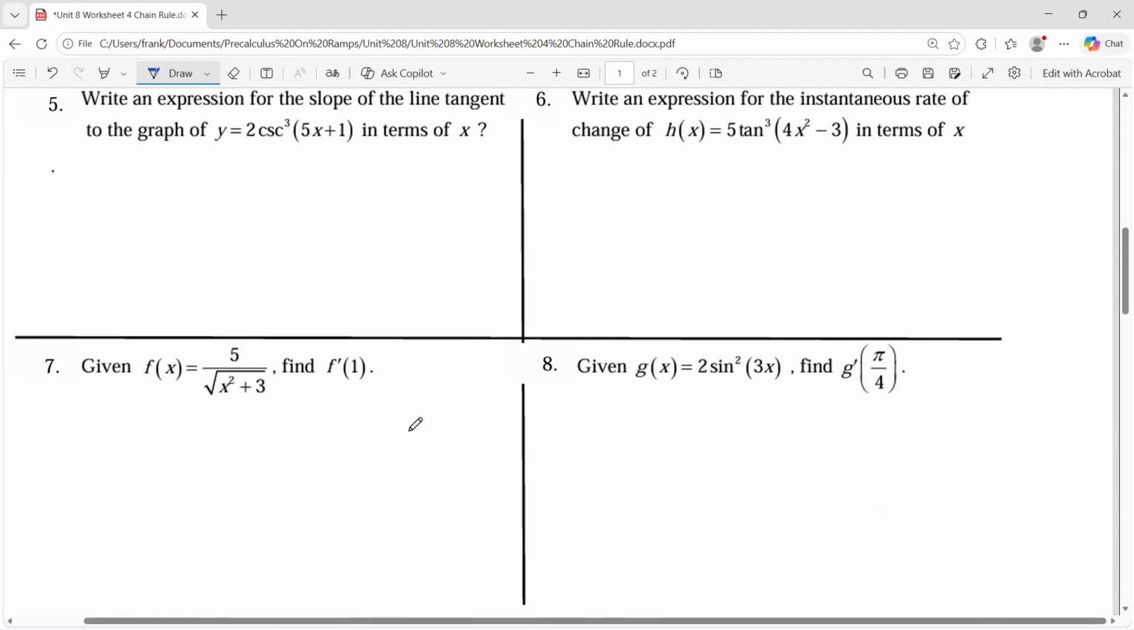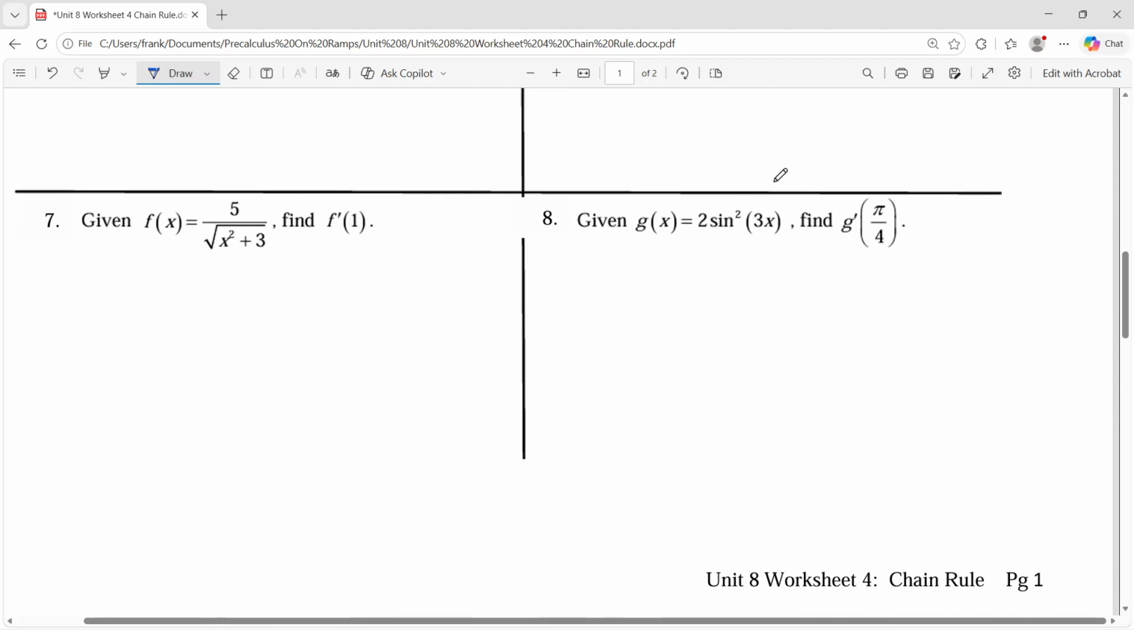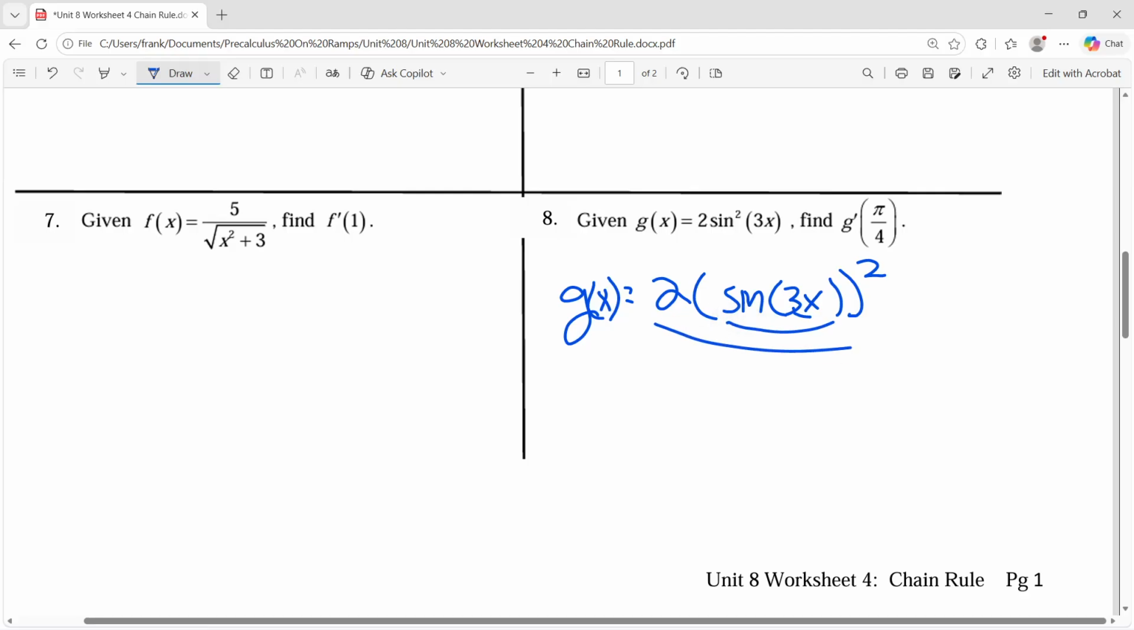I guess I'll do one more of these. Let me find this one. So I'm going to rewrite this, g of x, just so it's very clear what I'm doing with the chain rule, equals 2 times (sine of 3x) squared. So notice I've got this function inside, then this inside, then this is the ultimate outside. So I've got to do chain rule 3 times. Sine of 3x is 3 times, then this is sine of 3x as if 3x was just one big variable.